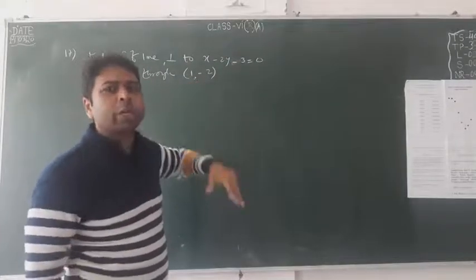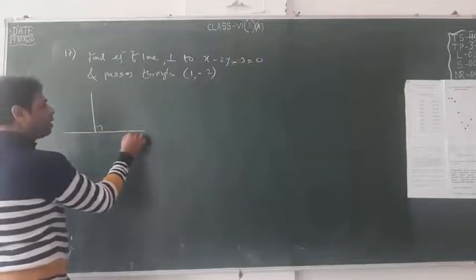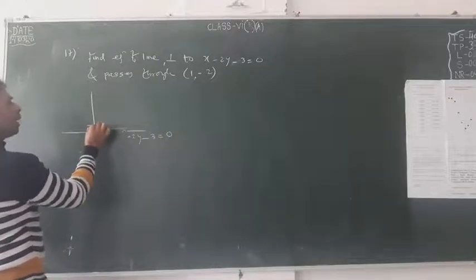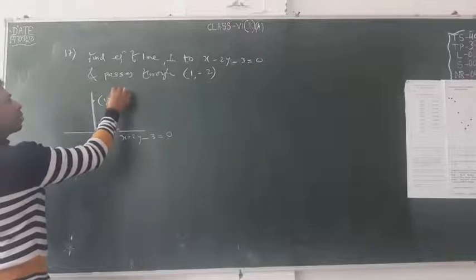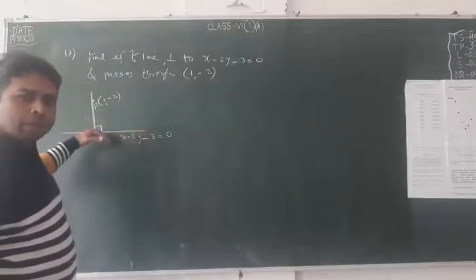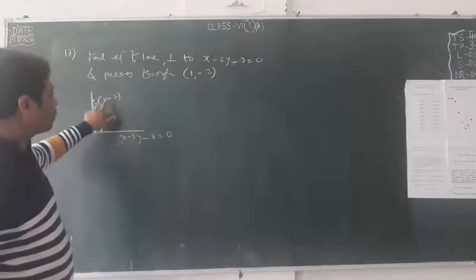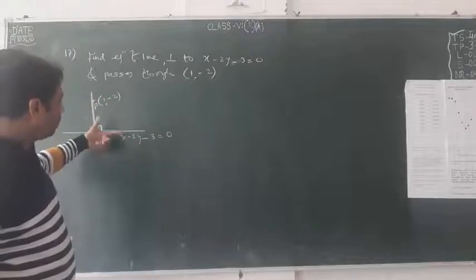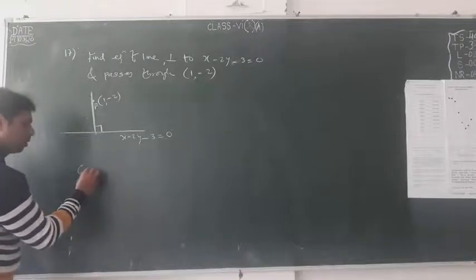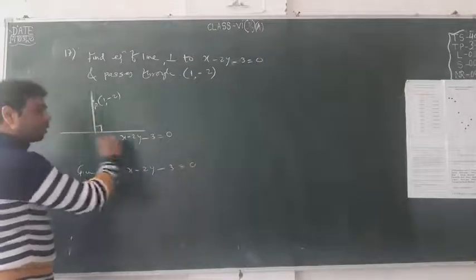So we want to make a rough structure. Let's suppose that this is the situation. This is the line x minus 2y minus 3, and this is a perpendicular line which is passing through 1 and minus 2. We have a given line, and we have to find its perpendicular line, which is passing through this point. So this line is given and this I will have to find out. The given line is x minus 2y minus 3 equal to 0.